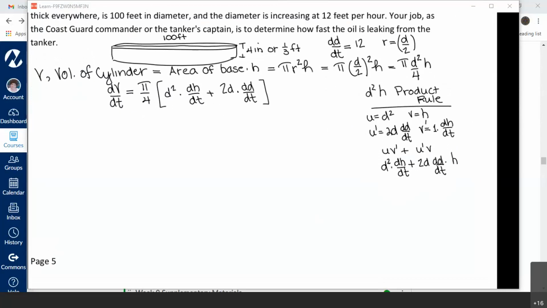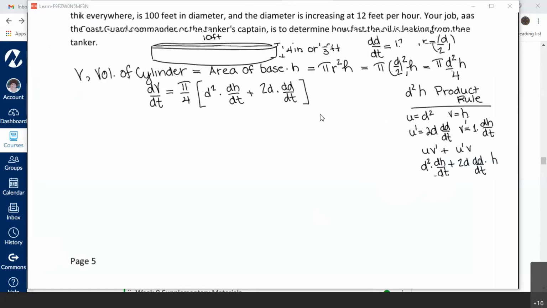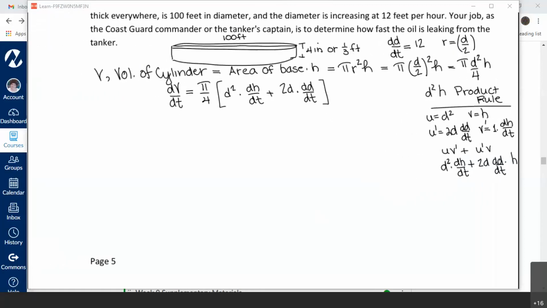And you can't just have it. That's not the way rates work. Okay? All right, so that's what I have. Now let's see if I can plug some stuff in based on the story problem itself. This is pi over 4. The diameter squared is 100 squared.